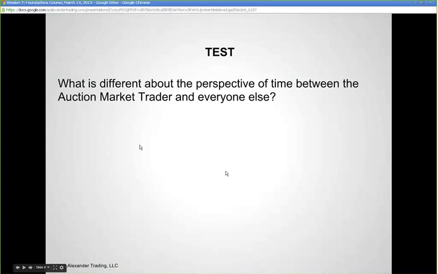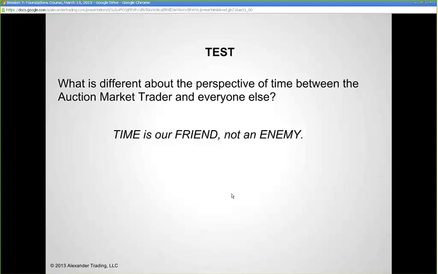What is different about our perspective of time and everyone else? It's our friend, absolutely. Time is your friend. It's not an enemy. And that's something else that's almost completely unique to this methodology.